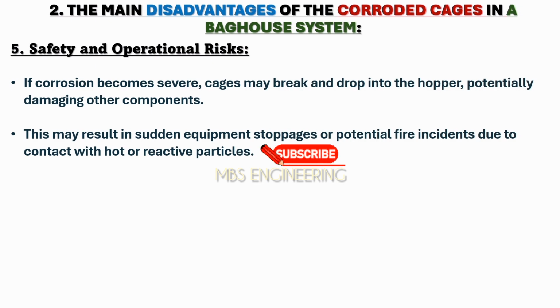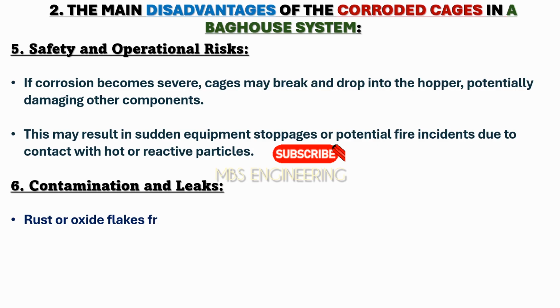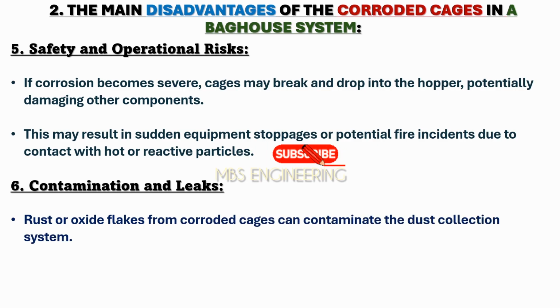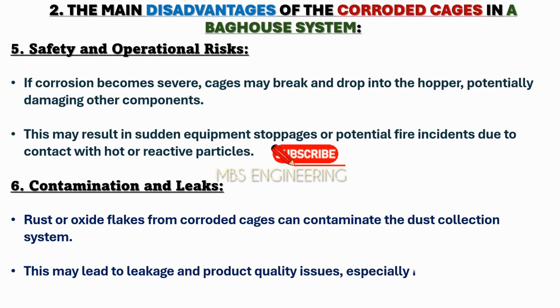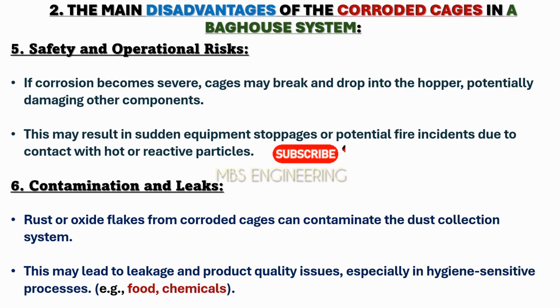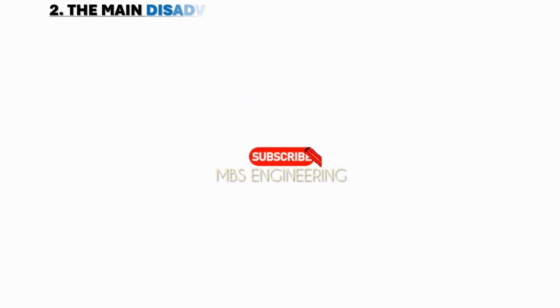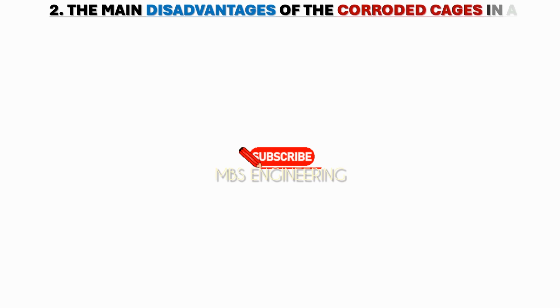The sixth disadvantage is contamination and leaks. Rust or oxide flakes from corroded cages can contaminate the dust collection system. This may lead to leakage and product quality issues, especially in hygiene-sensitive processes, for example, food and chemicals.